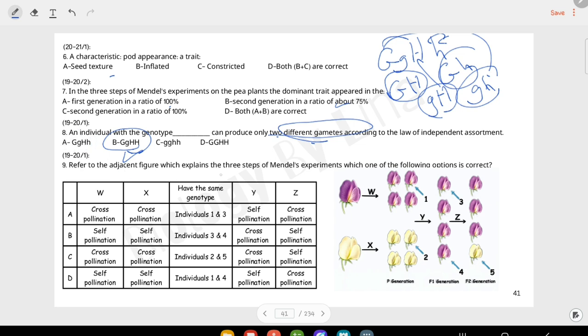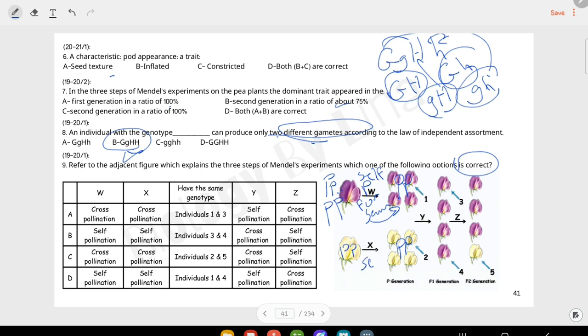Now refer to the adjacent figure which explains the three steps of Mendel's experiment. Which one of the following is correct? We will solve the figure first. Here we have Mendel used a purple flower. He didn't know if it's P capital P small or P capital P capital. What he did was self-pollination for several generations. Why? To obtain only the pure, which is P capital P capital, the homozygous. And this one you know that it's P small P small. What about here? All of them will be P small P small.